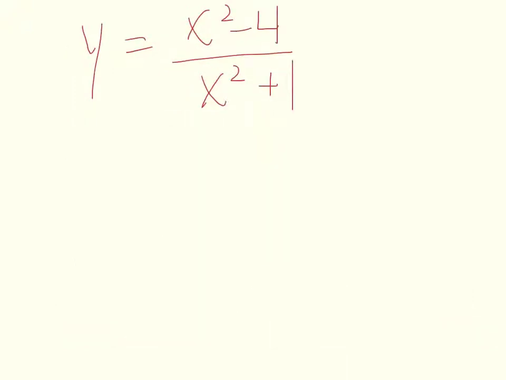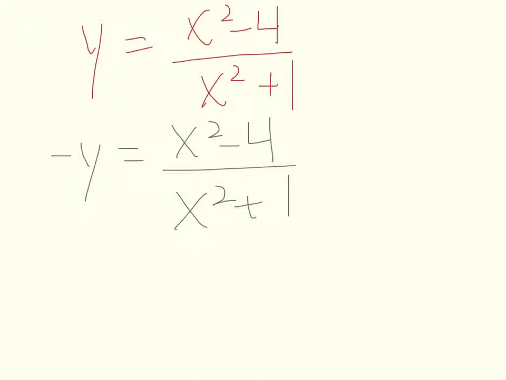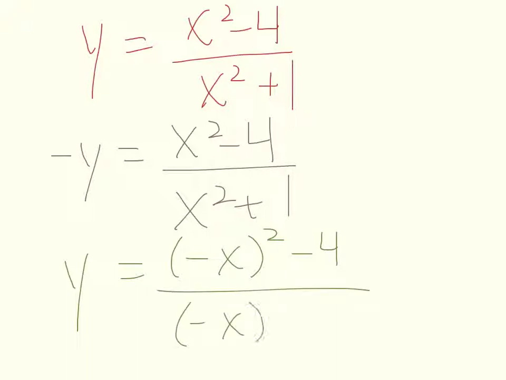Now, to check for symmetry, if you were to check for x-axis symmetry, you would replace y with negative y. And nope, these two equations are not the same. To check for y-axis symmetry, you would replace x with negative x. So it would be negative x squared minus 4 over negative x squared plus 1, which is the same thing as the original. So we know that this graph has y-axis symmetry.